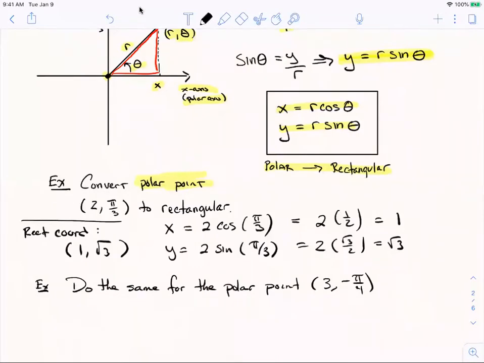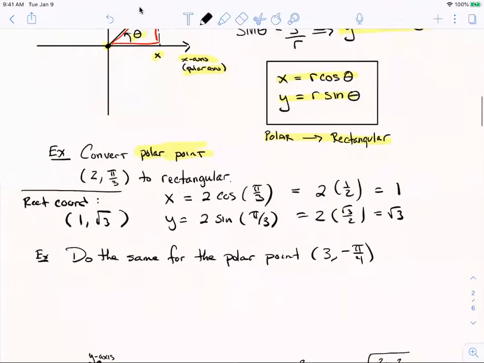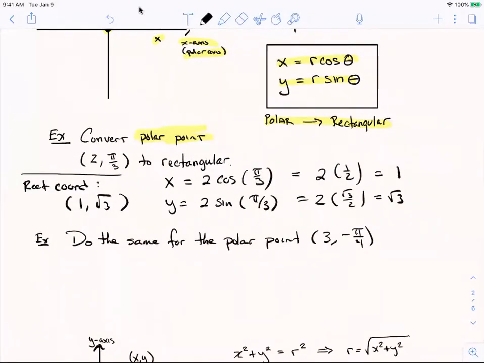So you're more used to the rectangular coordinate system. You know that's a first quadrant point. X is 1, y is square root of 3. Its polar coordinates are 2, pi over 3. Let's do the same thing for this point. This point has a negative angle, but the formulas don't care. You take the cosine of minus pi over 4. Okay, it's the same as the cosine of 7 pi over 4 if you want. Do the same thing for the sine.